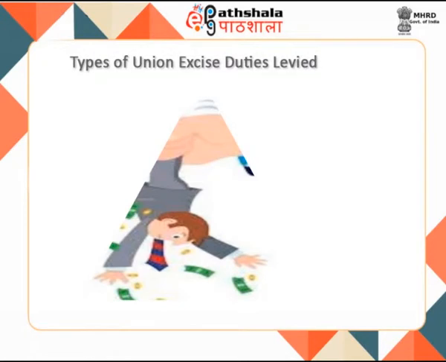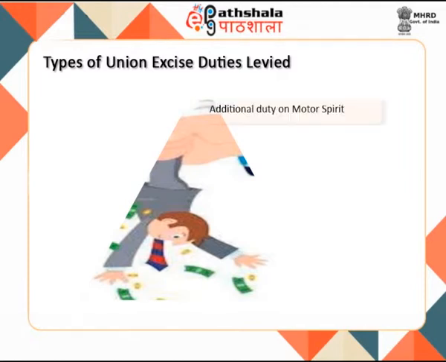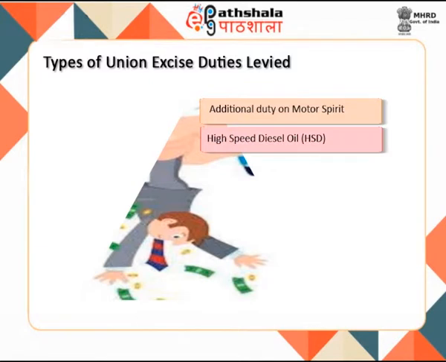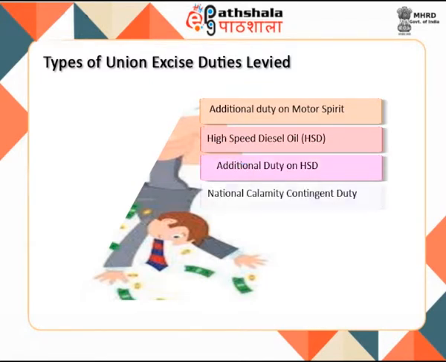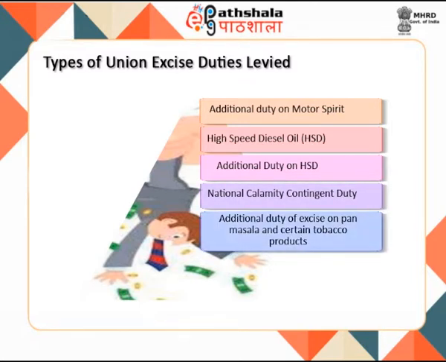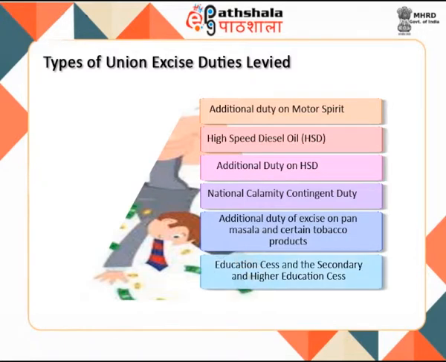There are some variants of UED that have emerged from time to time to fulfill certain objectives. They are: 1. Additional duty on motor spirit, petrol. 2. Special additional excise duty on motor spirit, petrol. 3. High speed diesel oil. 4. Additional duty on HSD. 5. National calamity contingent duty. 6. Additional duty of excise on pan masala and certain tobacco products. 7. Education cess and the secondary and higher education cess.